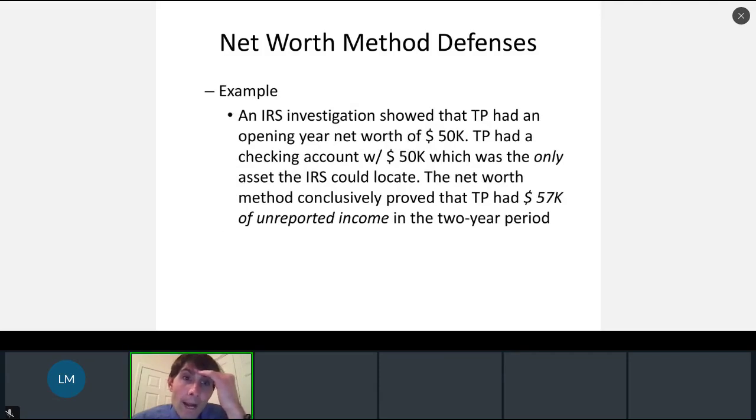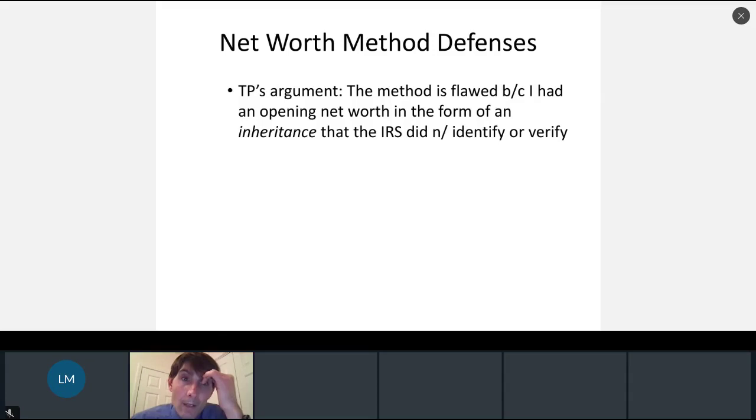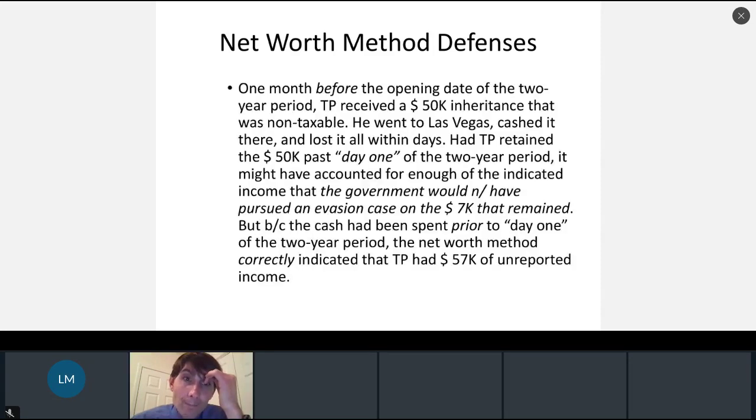An example. An IRS investigation showed that the taxpayer had an opening year net worth of 50 grand. The taxpayer had a checking account with $50,000, which was the only asset the IRS could locate. The net worth method conclusively proved that the taxpayer had $57,000 of unreported income in the 2-year period. Taxpayer's argument: the method is flawed because I had an opening net worth in the form of an inheritance that the IRS did not identify or verify.